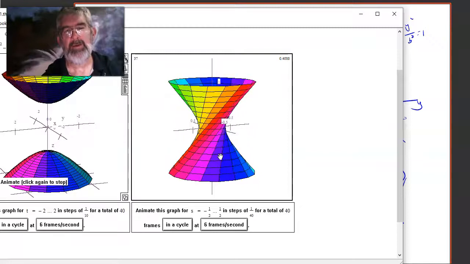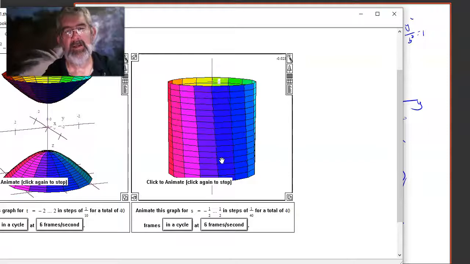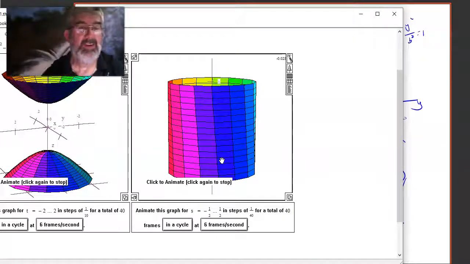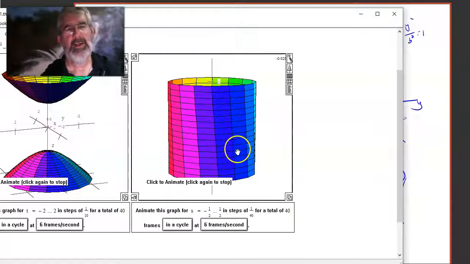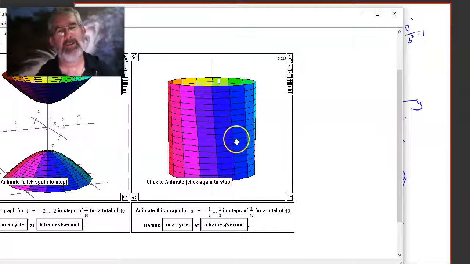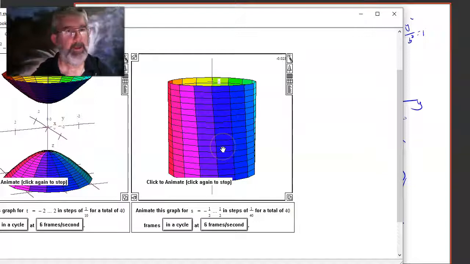Try again. I want to stop when it's right on the edge. Maybe I can get it. Maybe I can't. Now, that's pretty close. This is a cylinder, right? So we'll see how this works in the video when we talk about cones. It's essentially a degenerate form of a hyperboloid, turns into either a cone or a cylinder, and we'll see how that works again in another video.